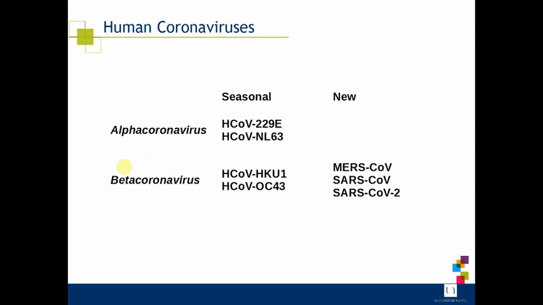Okay, so human coronaviruses, the ordinary ones, the seasonal coronaviruses: there are four known human coronaviruses, or subtypes, two alpha and two beta, named after the first type virus that was described in each of these subtypes. The new coronaviruses are MERS coronavirus, SARS coronavirus, and SARS-CoV-2. And just to be clear for everybody, the virus's name is SARS-CoV-2, and COVID-19 is a disease, right? So it's like AIDS and HIV.